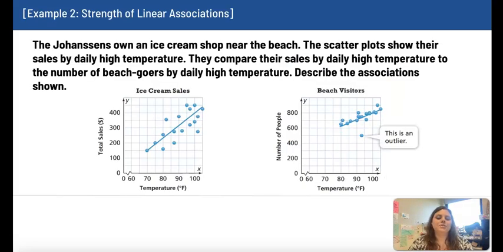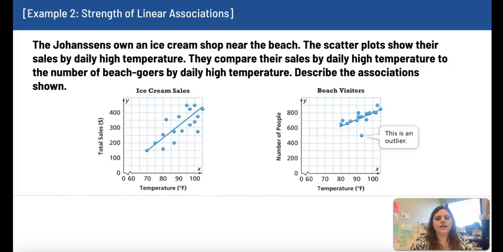All right, in example 2, we're going to talk about the strength of linear associations. Some are very strong and some are weak. So the Johannessons own an ice cream shop near the beach. The scatter plot shows their sales by daily high temperature. They compare their sales by daily high temperature to the number of beachgoers by daily high temperature. We're going to describe the association.